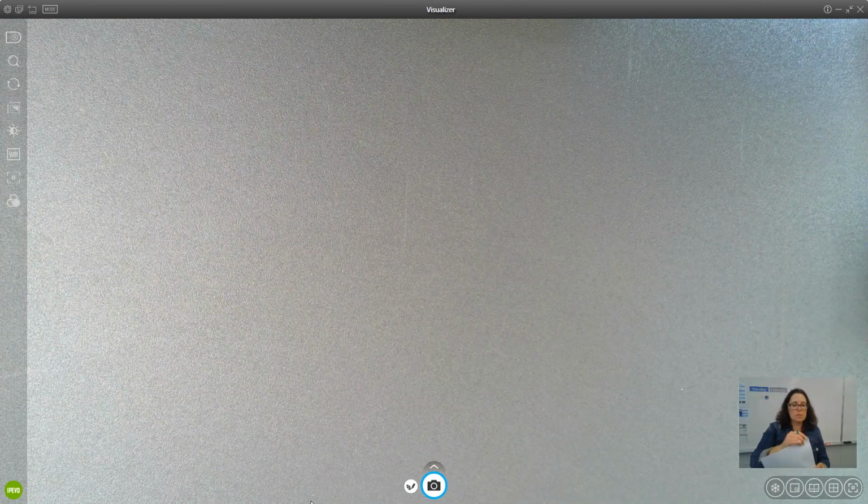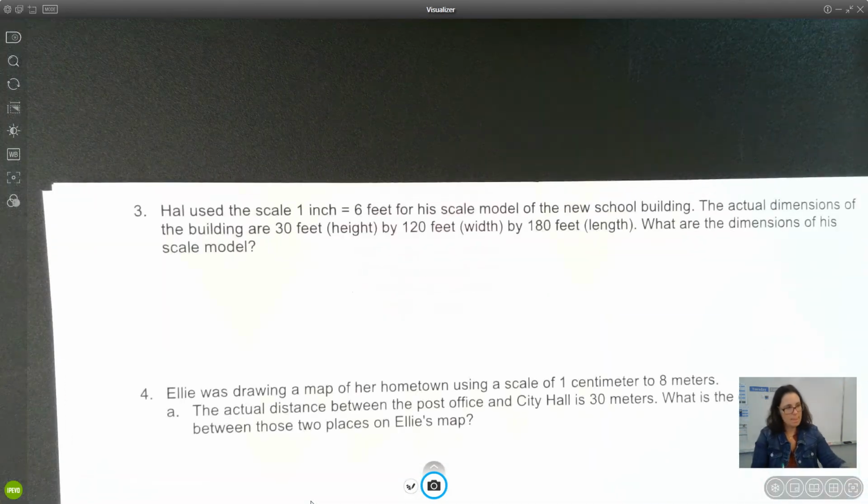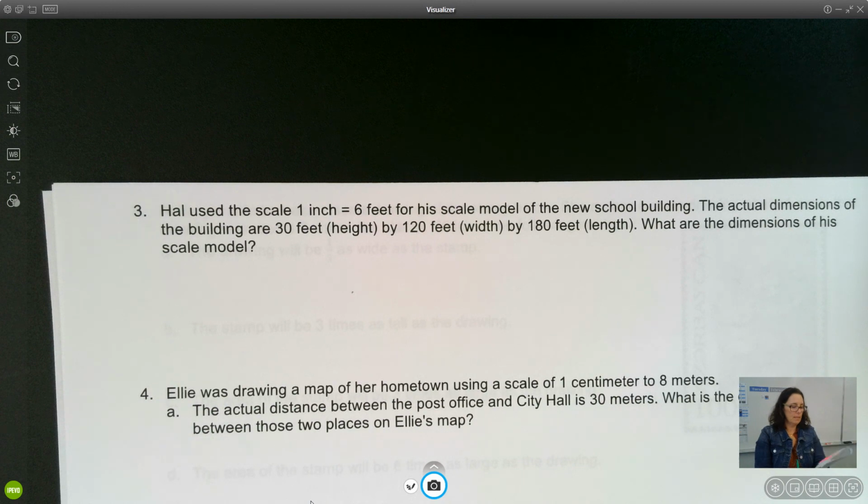All right. Next page. All right, Hal used the scale 1 inch equals 6 feet for his scale model of the new school building. The actual dimensions of the building are 30 feet height by 120 feet width by 180 feet length. What are the dimensions of his scale model?